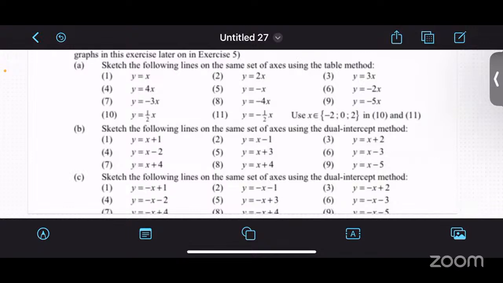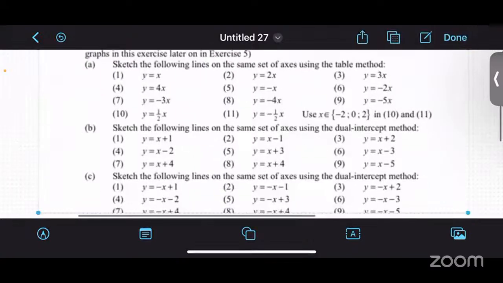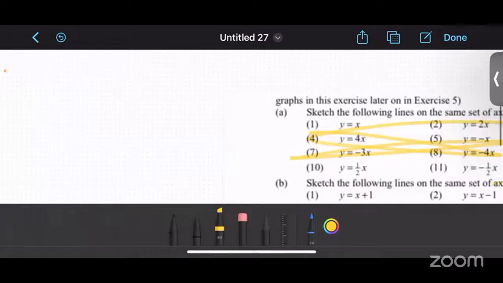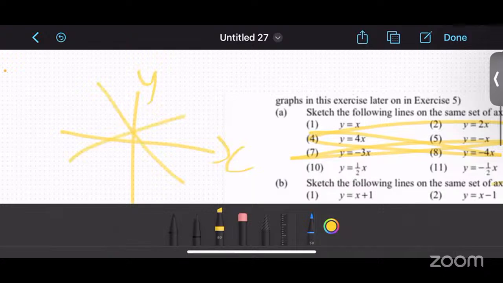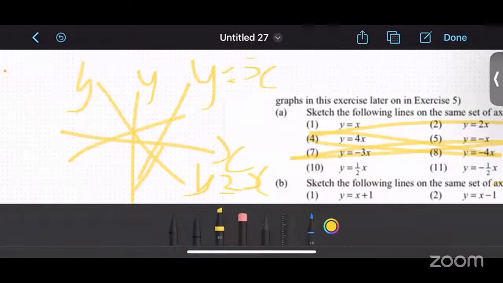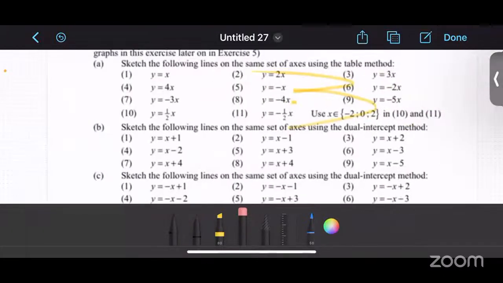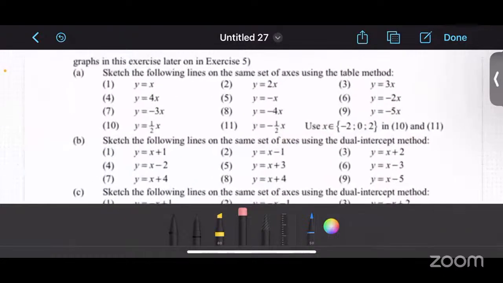I think that's the question that you're trying to ask. You're asking if all these graphs that we are having here should be on the same set of axes. So this is y, this is x. So you're gonna have these types of graphs, and you're gonna name them y is equal to x, y is equal to 2x, y is equal to 4x. Is that what you're asking? Yes, ma'am.